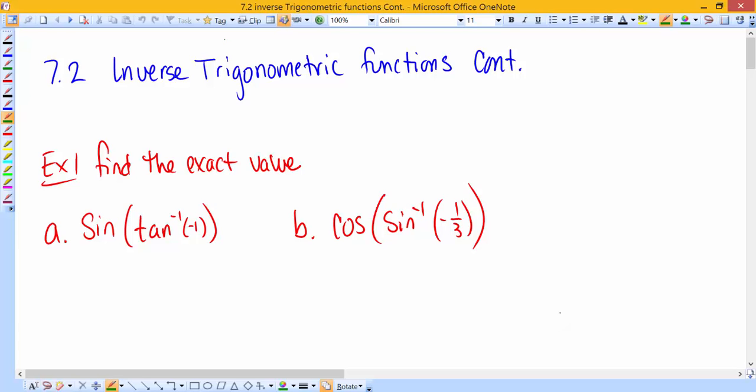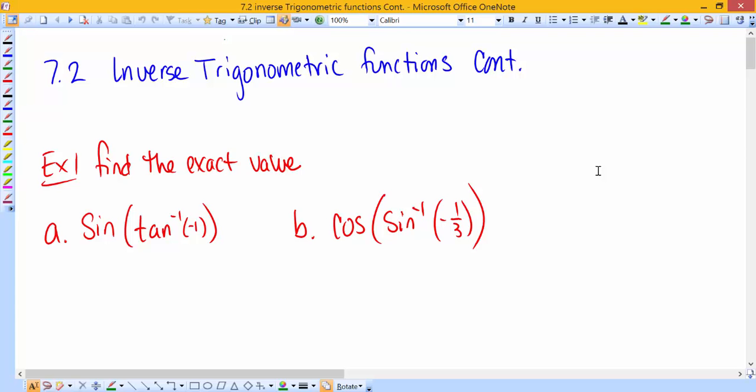7.2, we're continuing the inverse trig functions. We're going to be looking at composite functions still, but instead of it being sine, sine, cosine, cosine, tangent, tangent, we might have two different trig functions put together. And that actually makes this a lot easier. I am going to do all four examples in this one video, so it is going to be a lengthy video. Only watch what you need to watch.